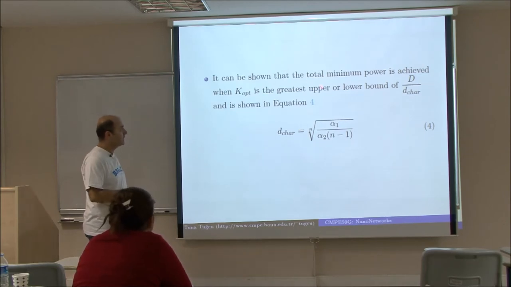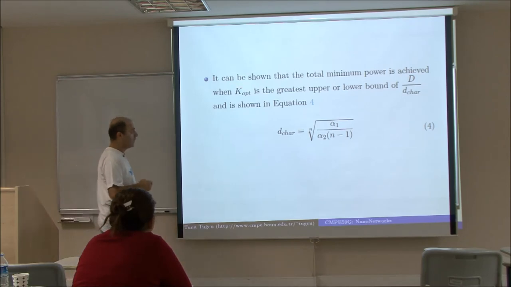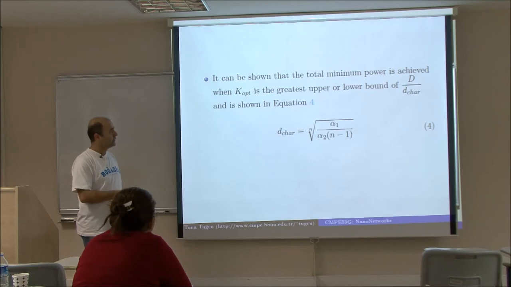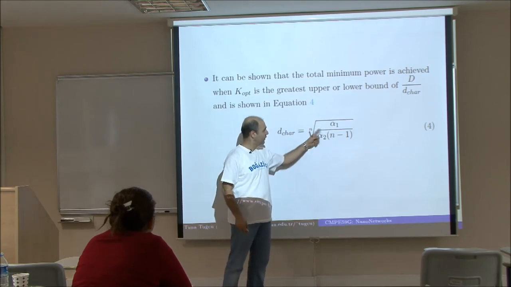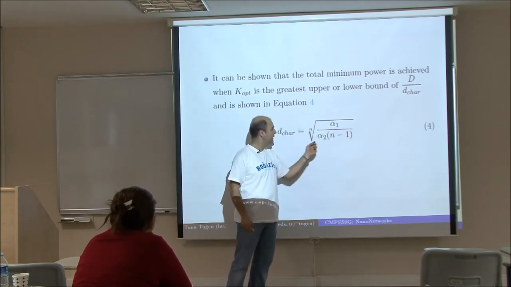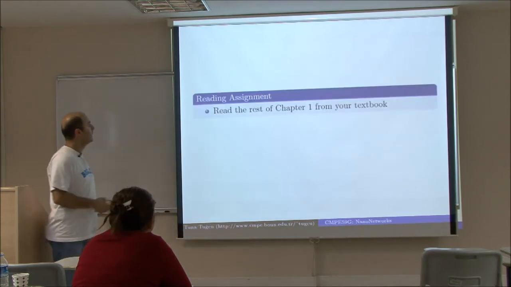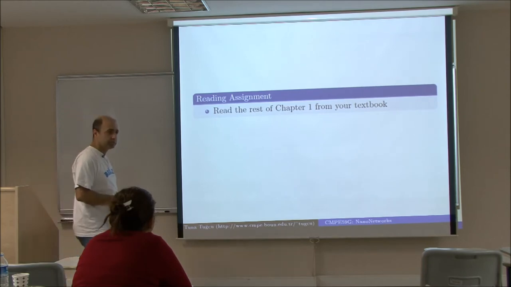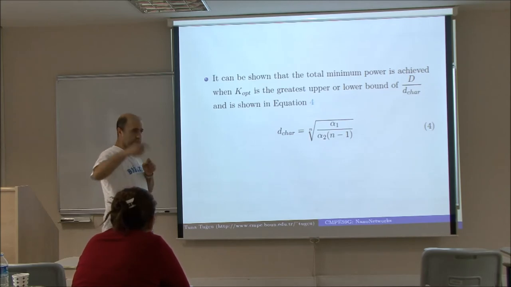Now we can show that the total minimum power is achieved when k opt is the greatest upper or lower bound for this d over d characteristic, where d characteristic is defined as alpha 1 over alpha 2 times n minus 1, altogether in root n. N would be the number of hops. You can look at it as k.